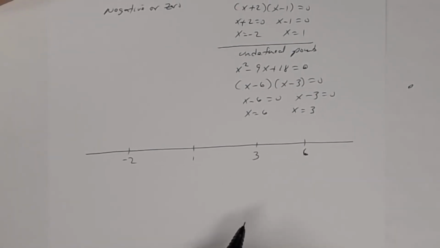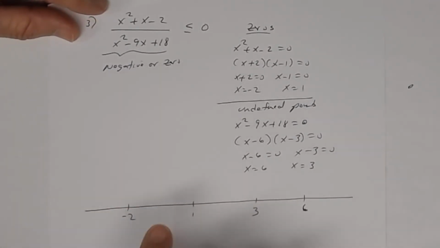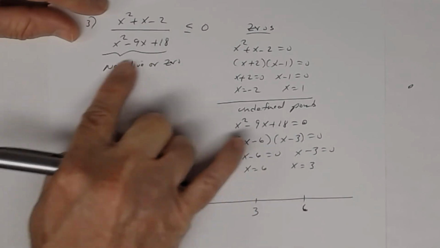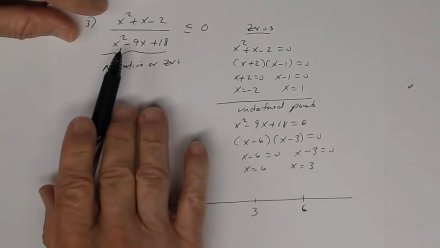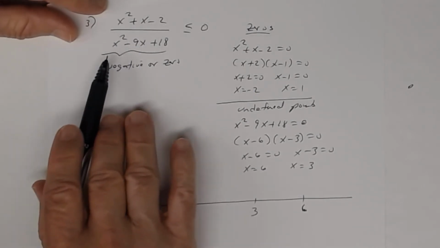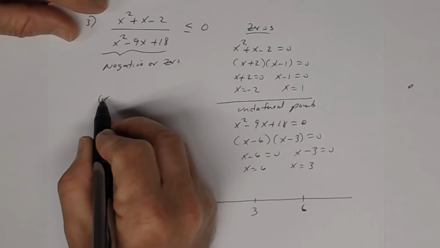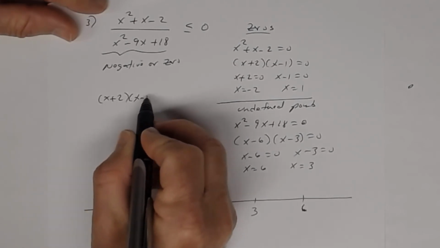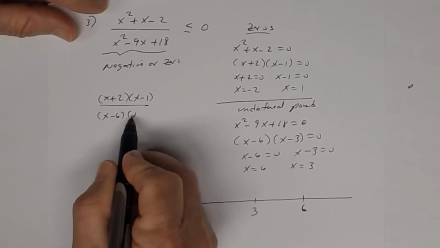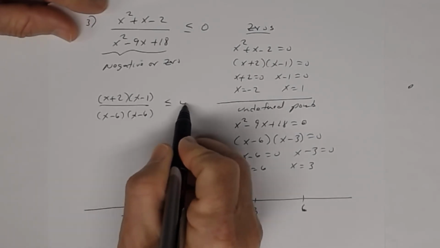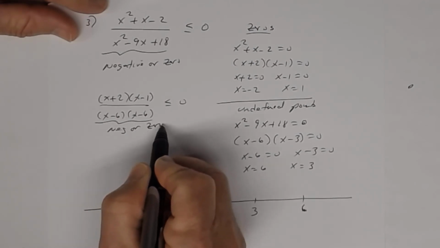All right. Now, let's go ahead and rewrite this in factored form because it's always easiest to put the test points in the part that's factored. But again, as we mentioned before, you have to make sure you factor this correctly. Otherwise, all of this is going to be incorrect. So x plus 2, x minus 1 over the denominator x minus 6, x minus 3, less than or equal to 0. Now remember, you want this to be negative or 0.